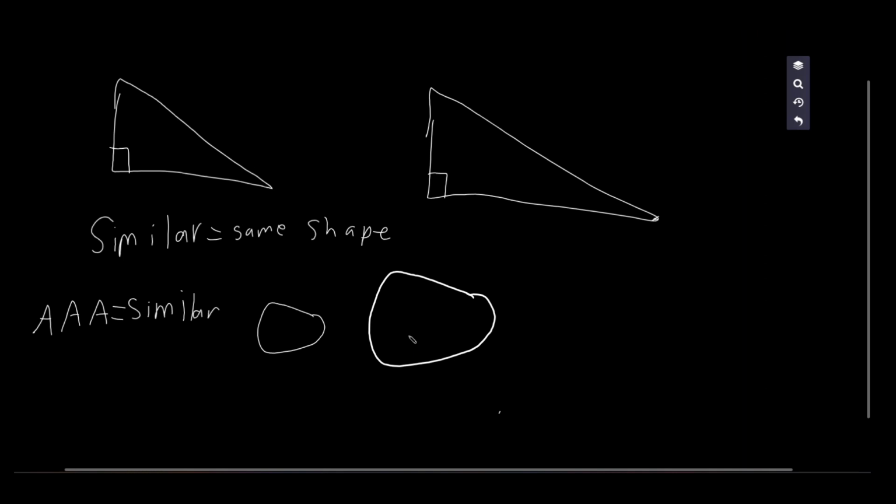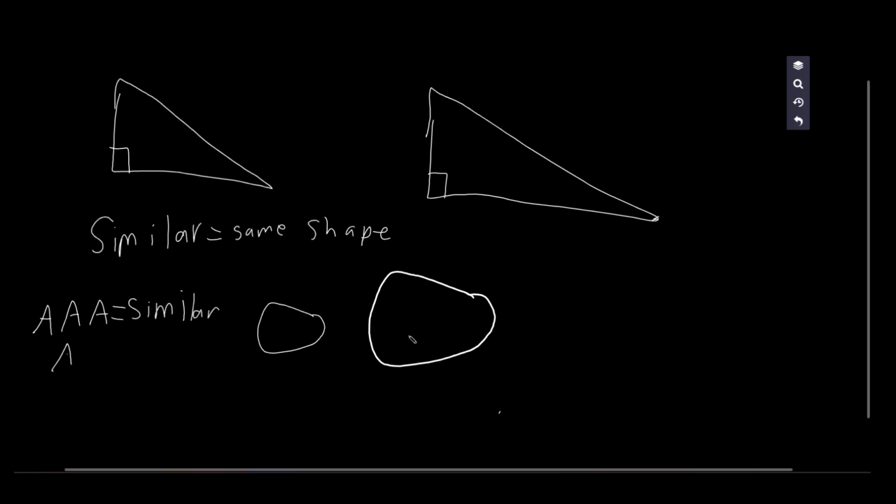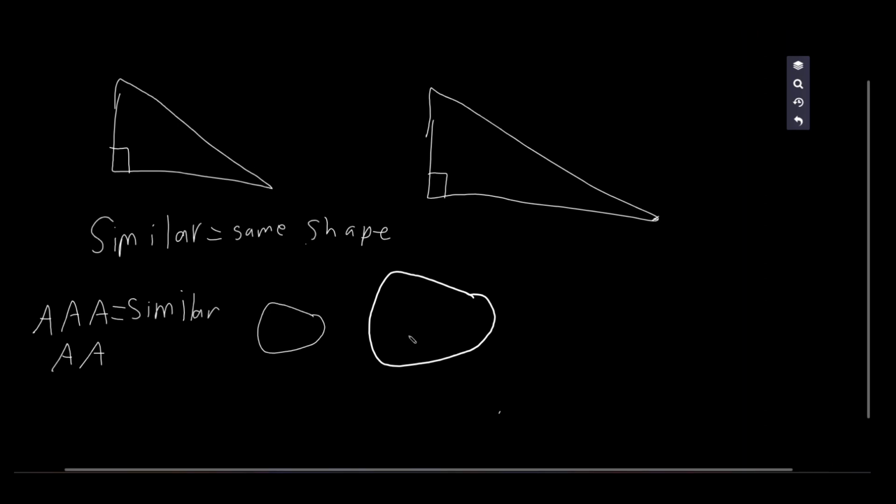Now, actually, in math, you won't see it written like angle, angle, angle, or three angles need to be the same. You'll actually often see it as just angle, angle. But how do we know if they're the same with just two angles? Don't we need three angles, or all of the angles in the triangle, to know if they're the same or similar? Well, that's actually not entirely true. Let me give you an example here.